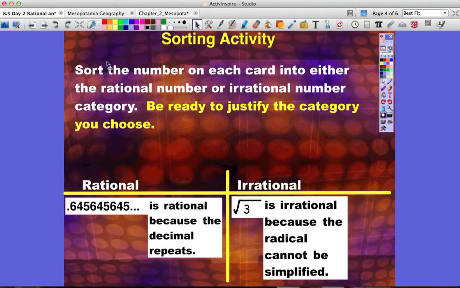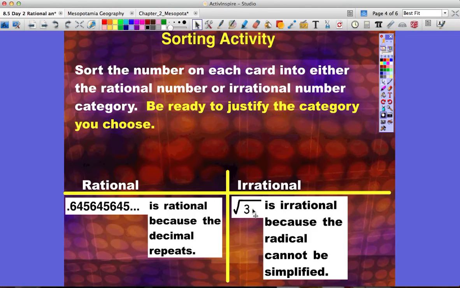So what you're going to do today for your assignment is you're going to sort the numbers on each of the cards into either rational or irrational. You have a spot in your notebook to list the numbers, and when you come in tomorrow, you need to be ready to justify why you put each number in the category that you did. Okay, so just like this, where I put rational, I put 0 and 645 thousandths repeating, I put it in the rational column, and I put the square root of 3 in the irrational column.